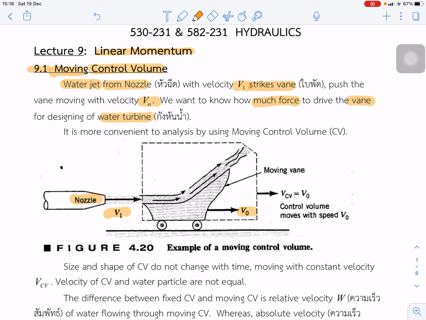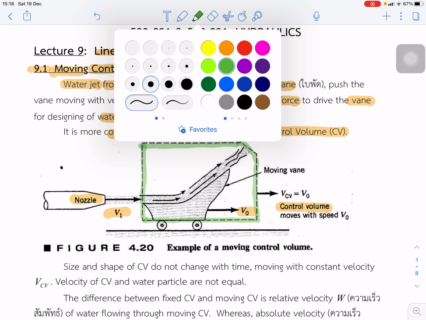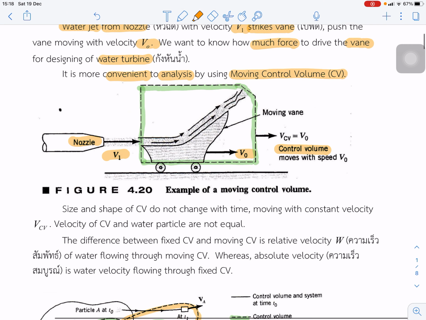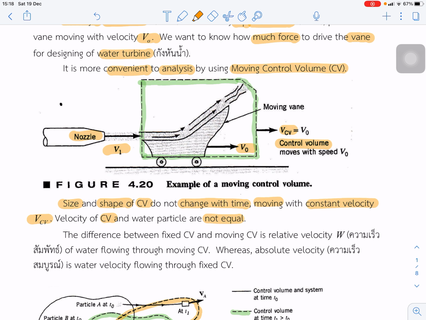In this case, it's more convenient to analyze by using the moving control volume. So this control volume is moving. We assume that this control volume is moving. The size and the shape of the control volume do not change with time, moving with a constant velocity vcv. That is the velocity of the control volume. The velocity of the control volume and the water particle are not equal.